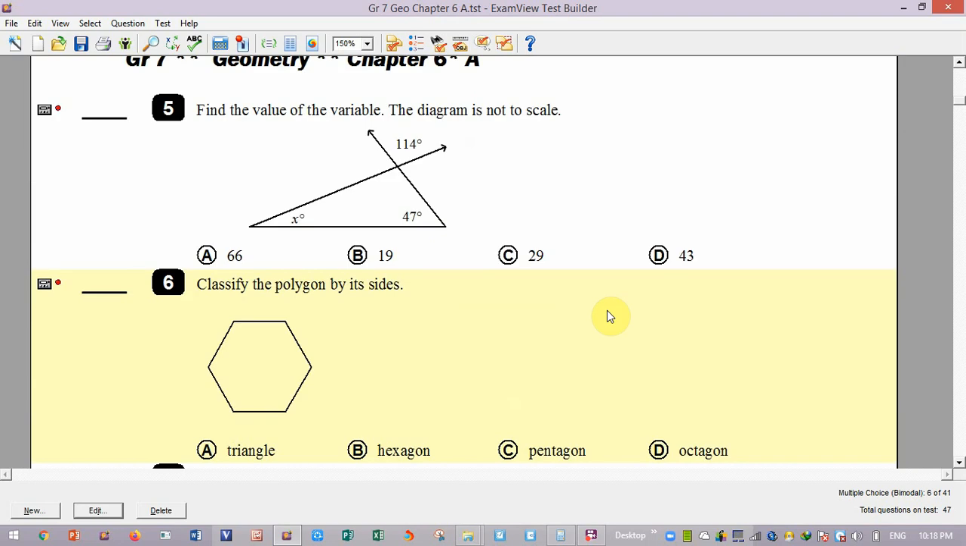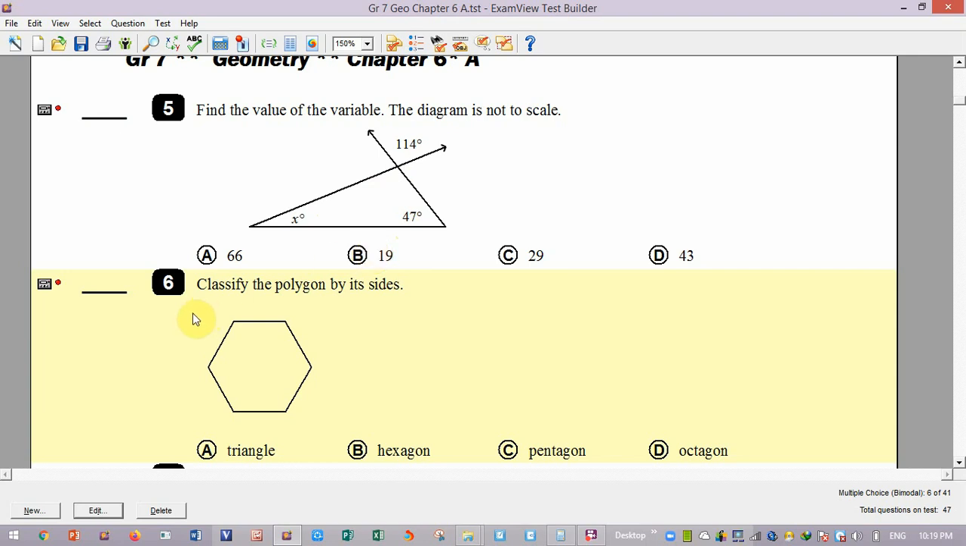Number 5. Find the value of the variable, this X. Take care, 114 is not an exterior angle. Exterior angle, this angle or this angle. But we can get this angle by VOA, vertical opposite angles. Then this angle is 114, then X equals 180 minus the sum of 114 and 47. It will be 19, letter B.